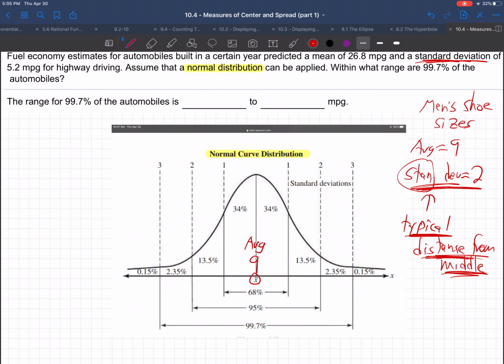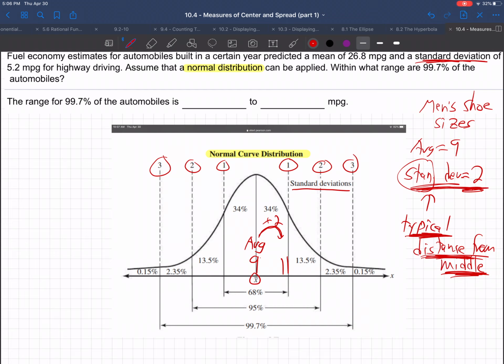Well, if that's the case, notice the standard deviations are these lines. This is 1 standard deviation to the right, 2 to the right, 3 to the right, and over here 1 to the left, 2 to the left, 3 to the left. These dotted lines are standard deviation jumps. What do I mean? Well, if you go from here to here, you go up 2. So from 9, this would be shoe size 11. What are we doing there? We're saying that the average man has a shoe size of 9, but not everybody's average. Some are above and below. The typical distance from the middle is 2, standard deviation 2.